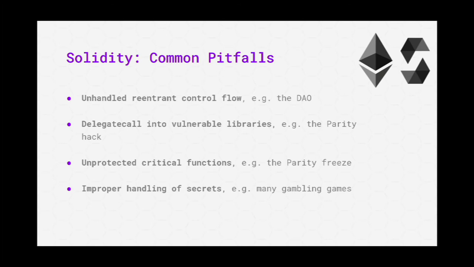And the last one that's relevant is the improper handling of secrets. When you have gambling applications, one of the most popular things on the network right now, it's sometimes very difficult to get random numbers in there that are actually secure. So oftentimes people make the mistake of storing the secret on the chain in a private variable, and they think that means no one can read it, but you actually can directly read that off the chain using some pretty simple tools. So you can obviously cheat.